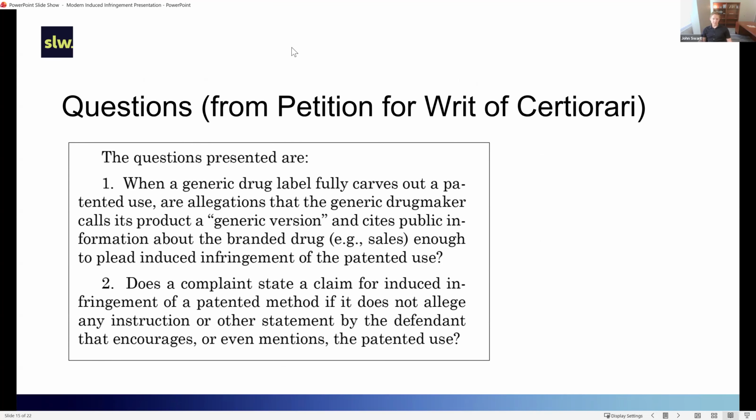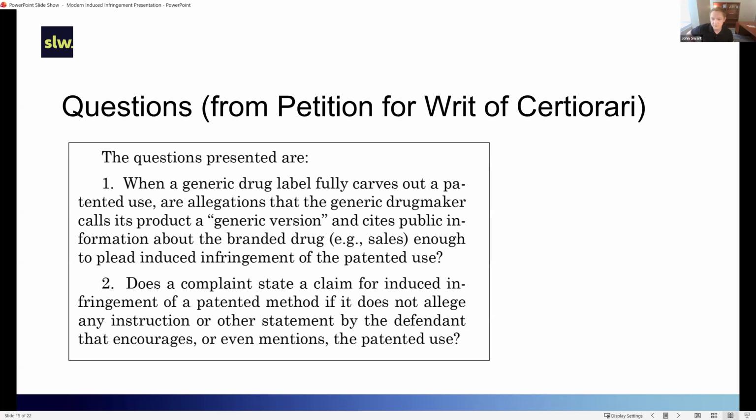So this is from the writ of certiorari. These are the questions from petitioner Hikma. Two questions. One, when a drug label fully carves out a patented use, are allegations that the generic drug maker calls its product a generic version and cites public information about the branded drug enough to plead induced infringement of the patented case? And two, does a complaint state a claim for induced infringement of a patented method if it does not allege any instruction or other statement by the defendant that encourages or even mentions the patented use?